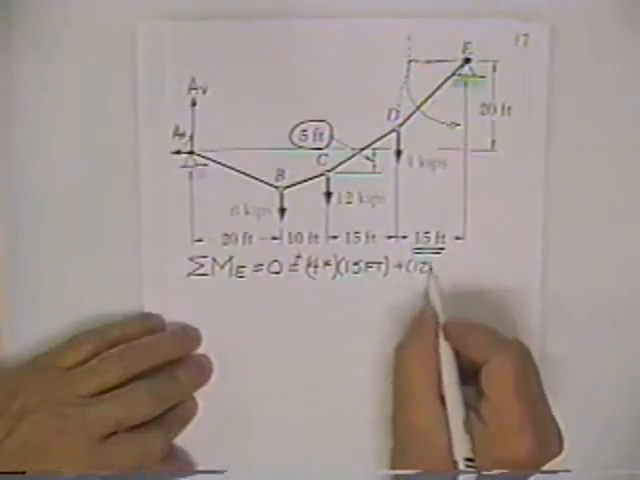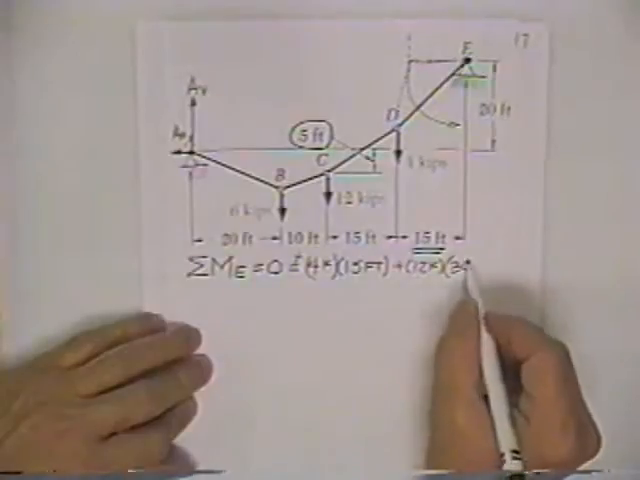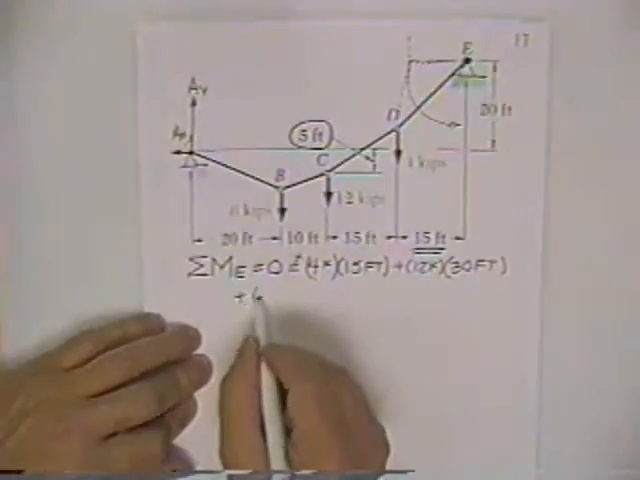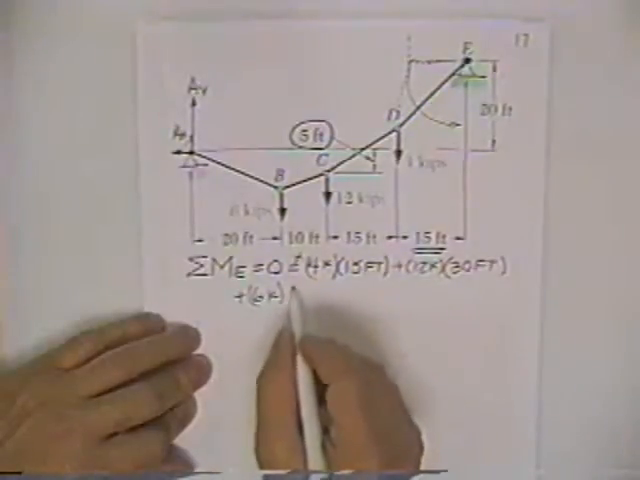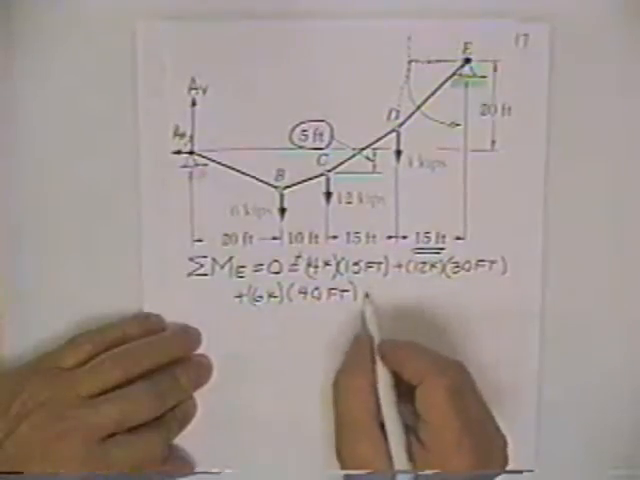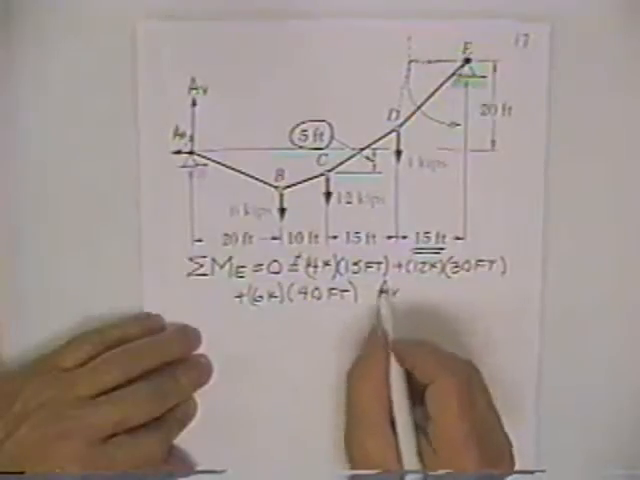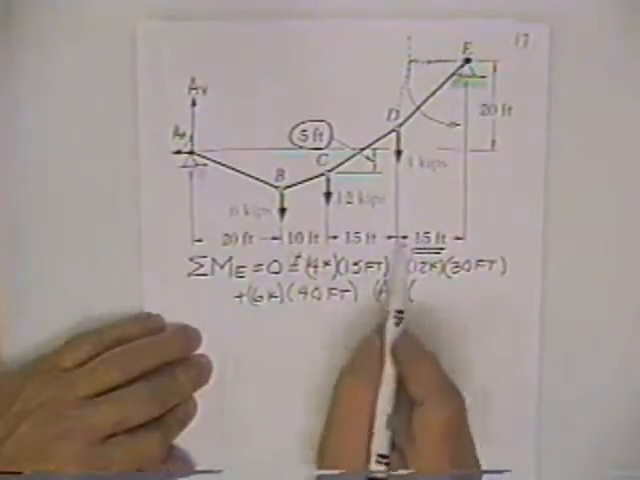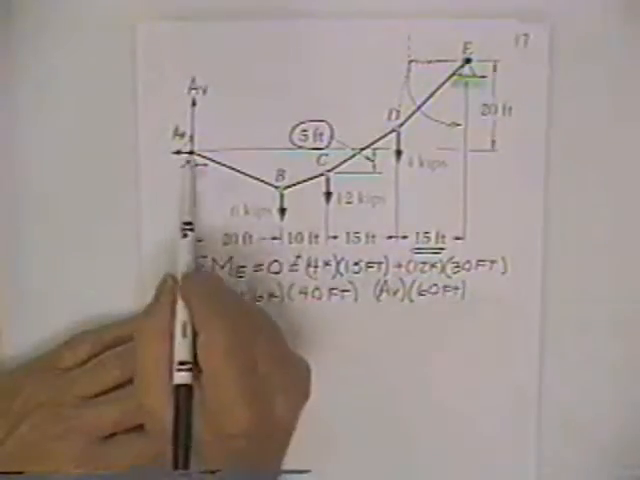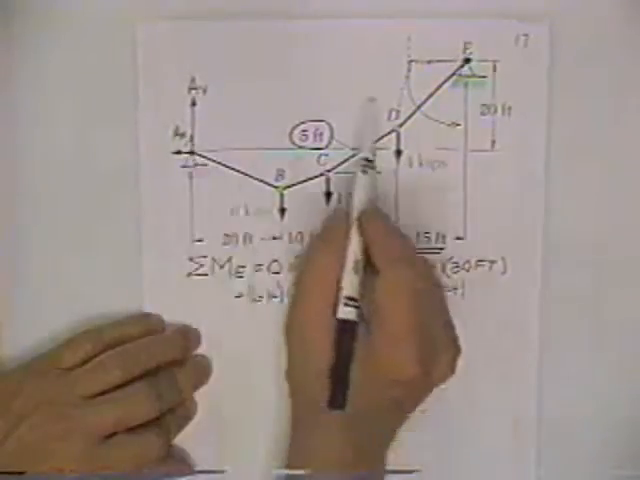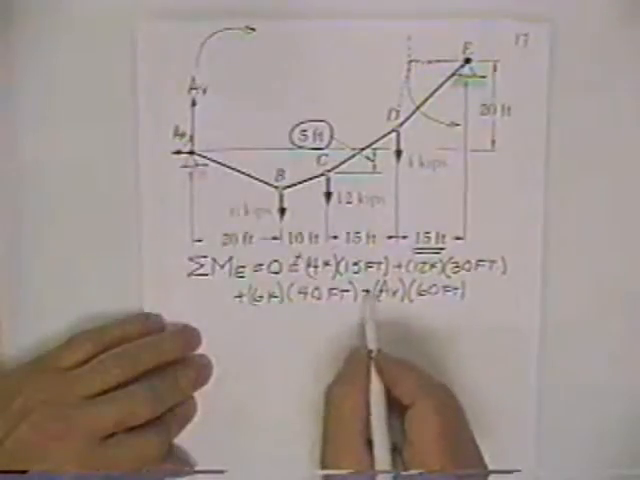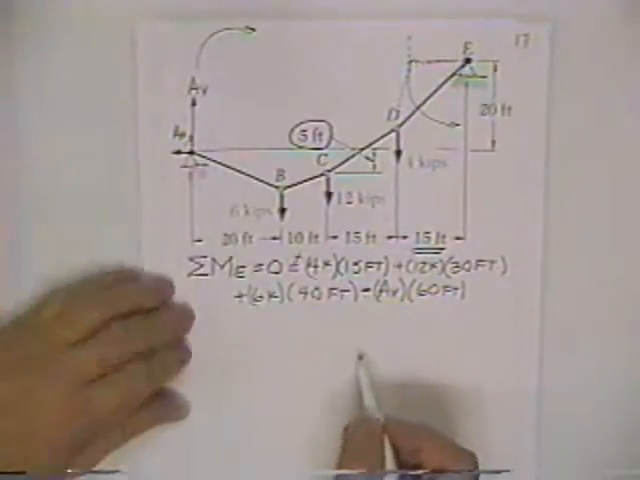Plus, then the next one would be 12 kips times his moment arm. He's 30 feet away. Next, there's a 6-kip force, and he is 40 feet away. Next, there is an A vertical force, and he is 10, 20, 30, 40, 50, 60 feet away. And as you notice, if he were to get away from you, tied to a string, he would tend to start rolling this way, and therefore he has a negative tendency to roll.